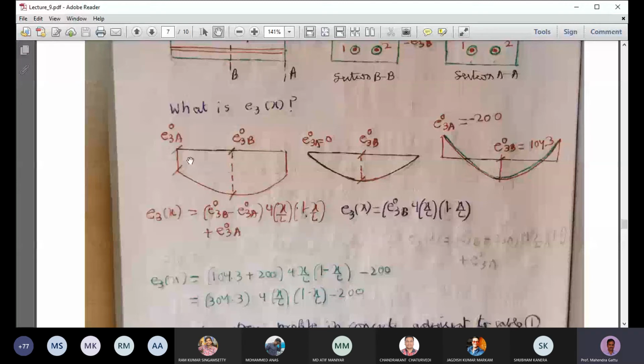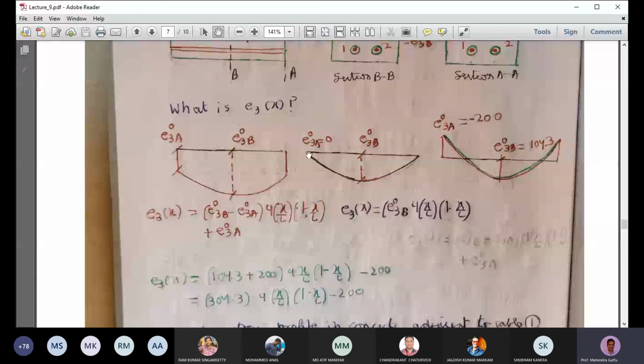So this equation represents the equation of this parabola. And if E03a is 0, then this term will go to 0, this term will go to 0. So we are left with E03b into 4x by L into 1 minus x by L. So we're getting the equation of this parabola, which I think we discussed last class, which is Emax into 4x by L into 1 minus x by L. So Emax is here, E03b.